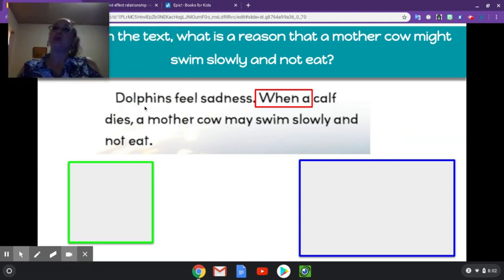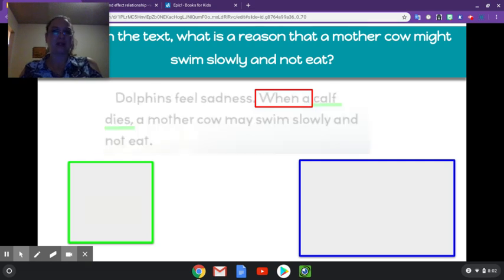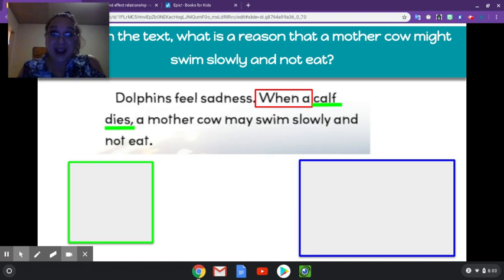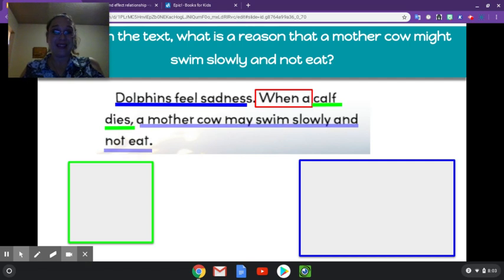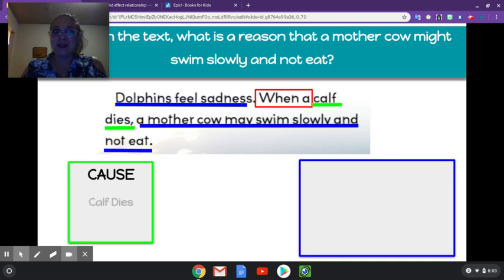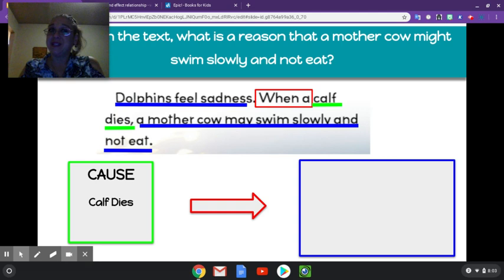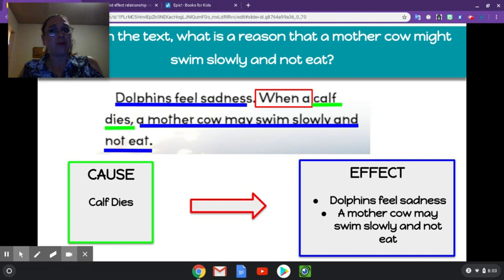Well, dolphins feel sadness. When a calf dies, a mother cow may swim slowly and not eat. So we have our cause and effect right here. It says when. So how could we answer this? Well, when a calf dies, what's the result? The dolphins feel sadness, and a mother cow may swim slowly and not eat. So what was the cause? The calf dies. And what was the effect? Well, they do feel sadness, and a mother cow may swim slowly and not eat, according to the text.